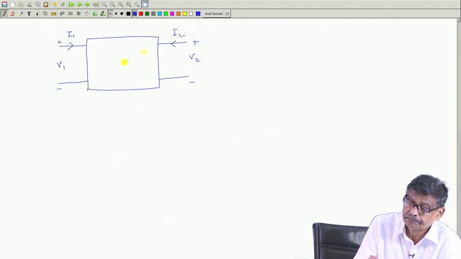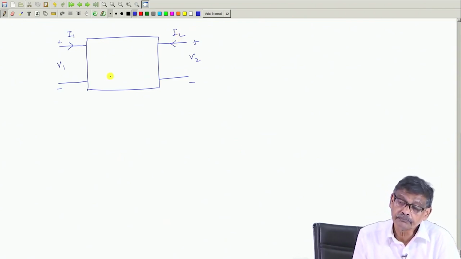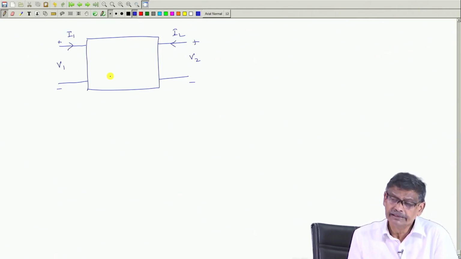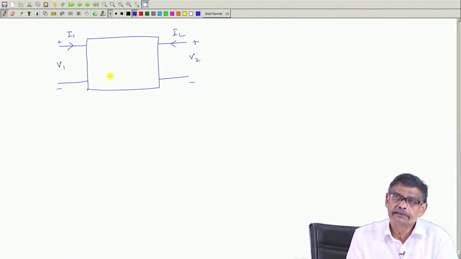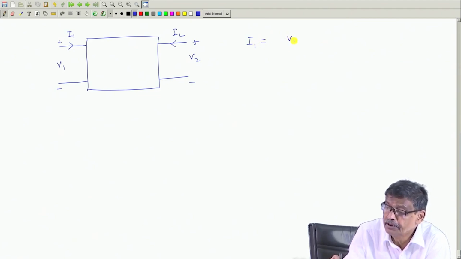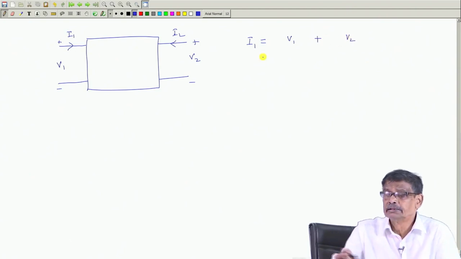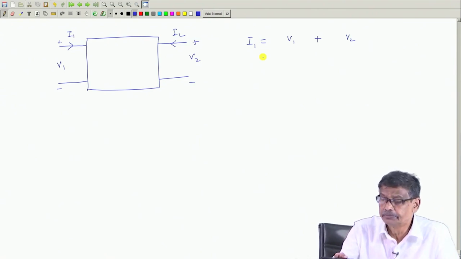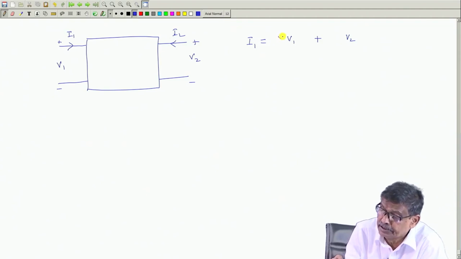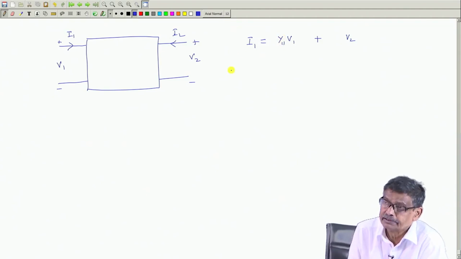This is the convention I am following. Same two-port network. Is it possible to express current in terms of voltages? For example, I would like to express I 1 as some constant times V 1 plus another constant times V 2. That is, the input current is linearly related to the input and output voltages. And obviously, if you do that, the dimension of this should be admittance.